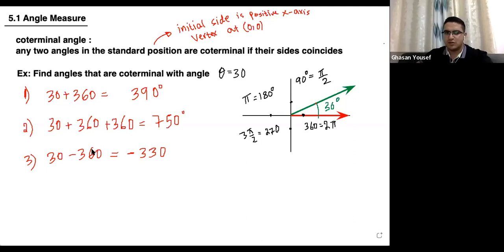The same thing also if you subtract. If you just keep subtracting 360, you will get a lot of angles, and all these angles are coterminal to the original one, theta. Is it clear? So if I ask you to find the coterminal angle, you just keep adding 360, or you keep subtracting 360 degrees.